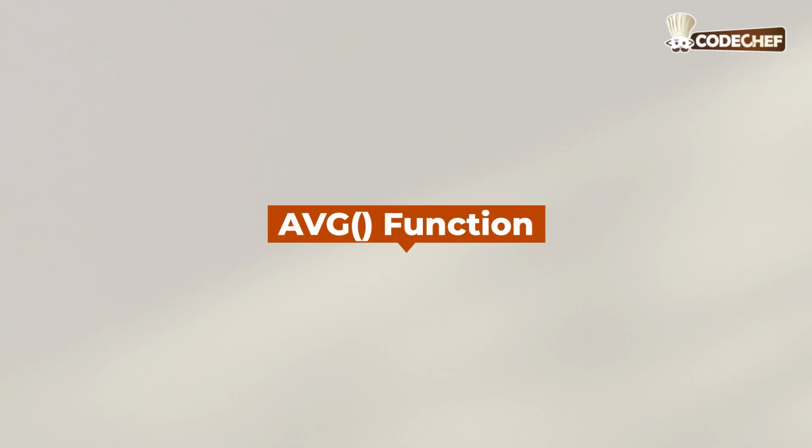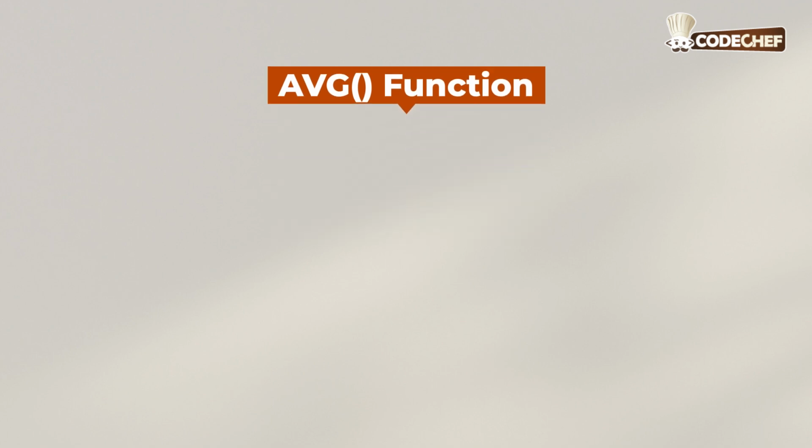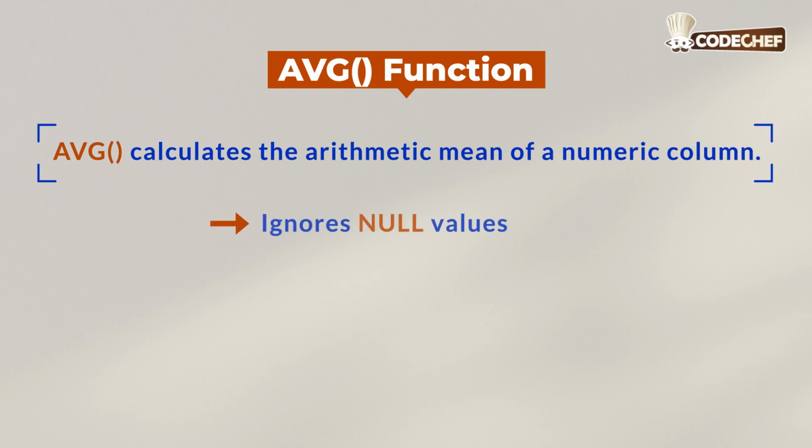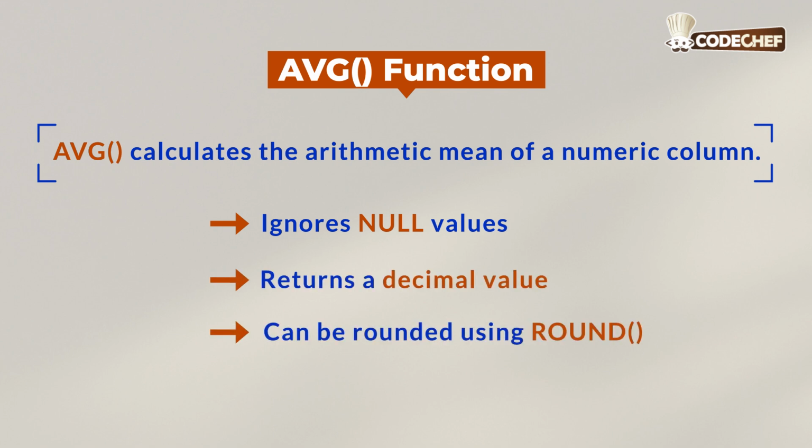Next is the average function. We write it as AVG and then brackets. It calculates the arithmetic mean of a numeric column. It ignores null values. It returns a decimal value and it can be rounded using the round method. We have discussed the round method in our previous videos.